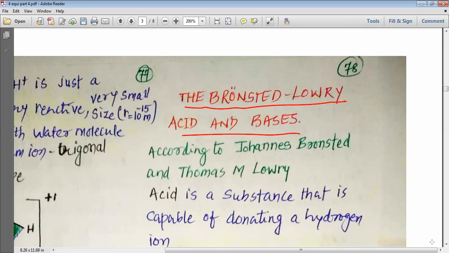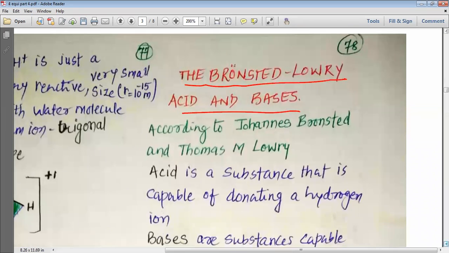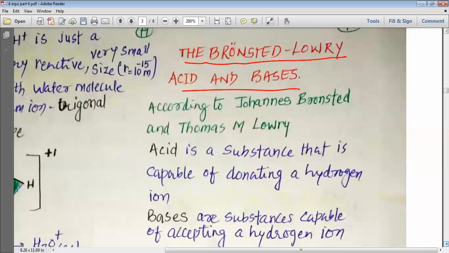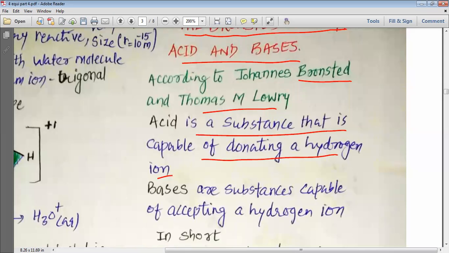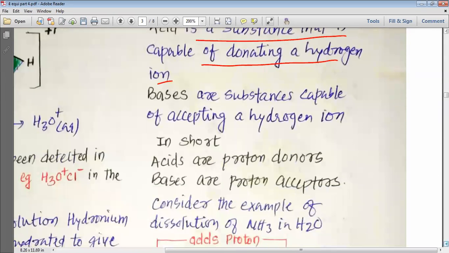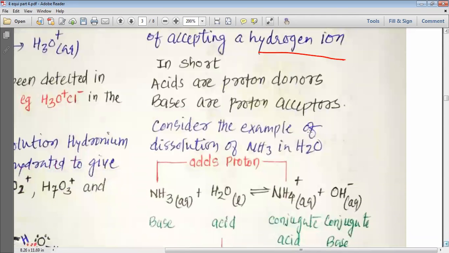So let us understand, my dear students, about the Lowry-Bronsted concept. According to Johannes Bronsted and Thomas M. Lowry, an acid is a substance that is capable of donating a hydrogen ion. Bases are the substances capable of accepting a hydrogen ion. So this is how it goes. In short, acids are proton donors and bases are proton acceptors.